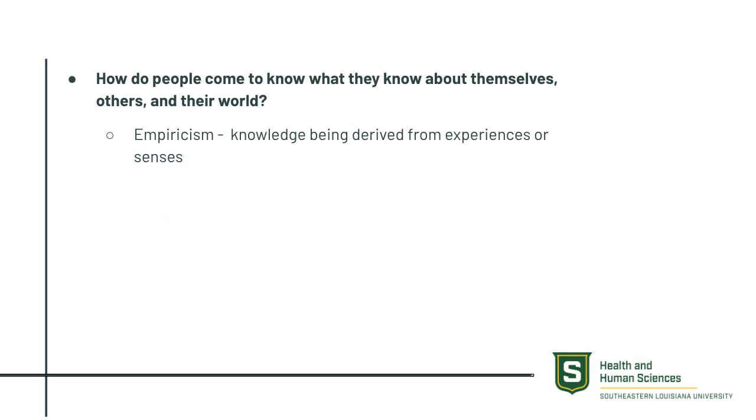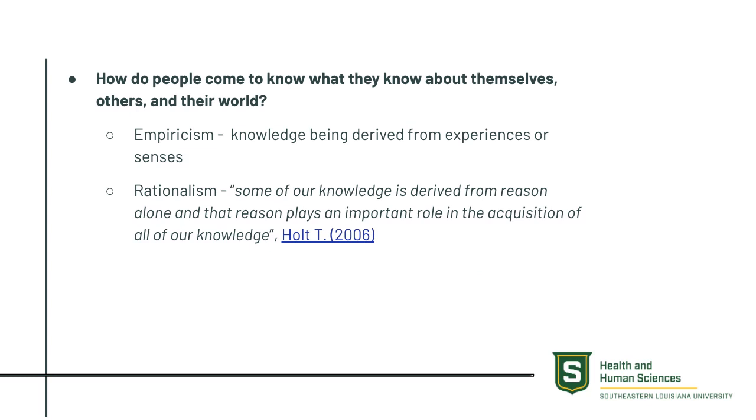We have empiricism. I can never get this pronunciation, my apologies. Empiricism is the theory that knowledge is derived from experiences or one's senses. Then we have rationalism, a theory more into the idea that the sum of our knowledge is derived from reason alone, and that reason plays an important role in the acquisition of our knowledge. Those two branches are looking at how we make sense of the world.